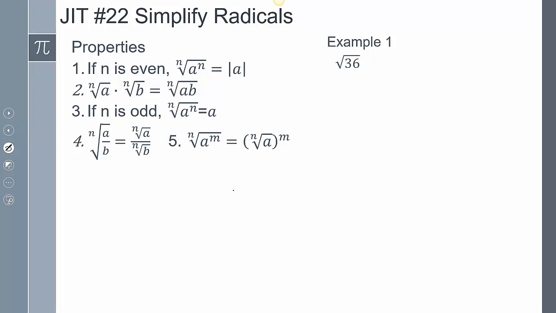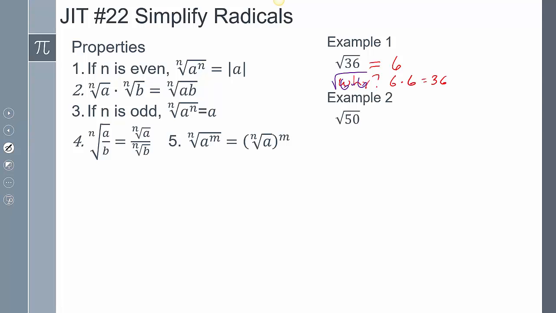Just in time number 22, simplifying radicals. Example number 1, typically when we do this, we're trying to find the square root, and you want to break it down into its perfect squares. So since 36 is a perfect square, 6 squared, it's going to be 6.